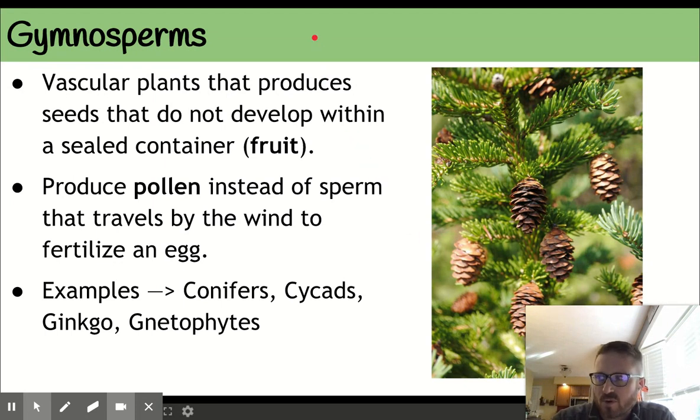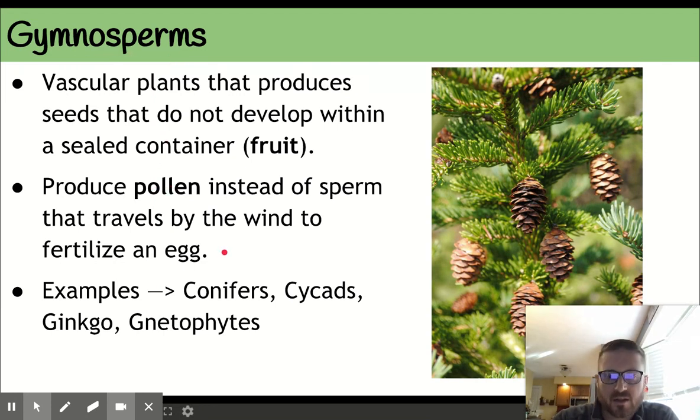So gymnosperms are vascular plants, just like the seedless vascular plants, but the only difference is they produce seeds. They're going to produce seeds that are not developing inside of a fruit. They're just going to be exposed. Sometimes they're exposed on a cone. Sometimes they're exposed just by themselves. You'll see that with the ginkgo biloba tree, but they're not within a fruit. Gymno is a prefix that means naked, okay? And so that's kind of where these guys get their name from.